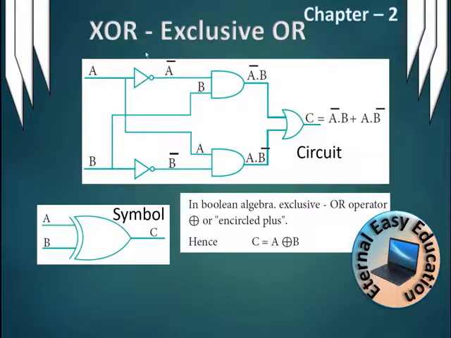Next one is XOR, which is said to be exclusive OR. What is the circuit? Previously we reversed the A and B alone, but here A is in one OR gate, as it is OR, and here another OR gate.